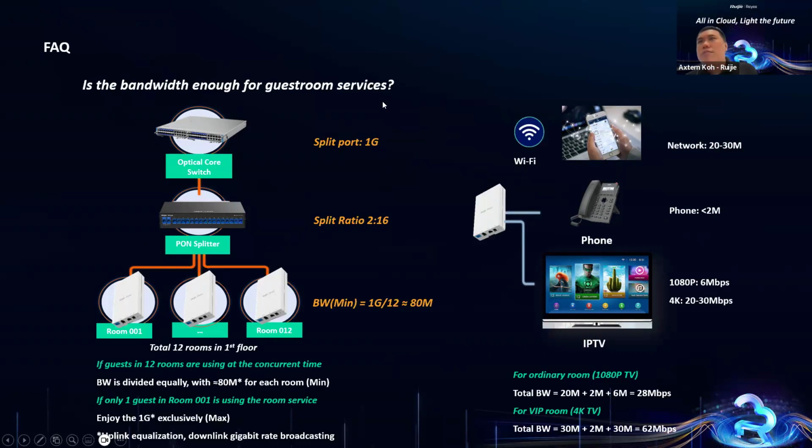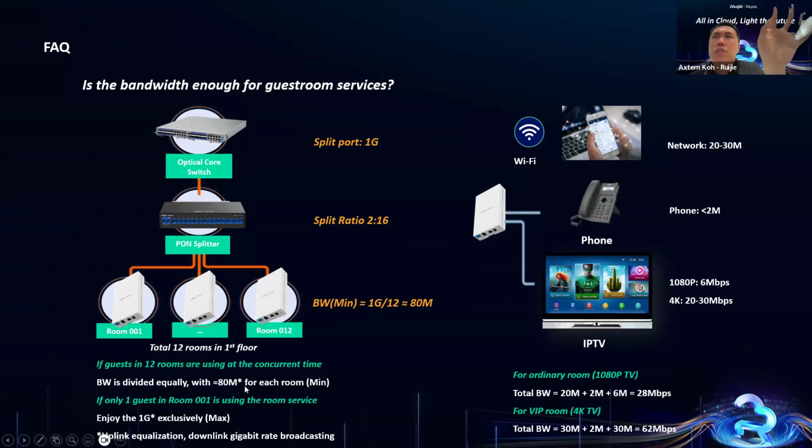We do have some calculations for this version 1 Enlighten solution. We use a 1 to 16 splitter. So with one fiber at 1 gig, I split to 16 of the APs. Here they assume 12 rooms, so they use one split to 12 APs. Each AP itself is able to get 80 meg.